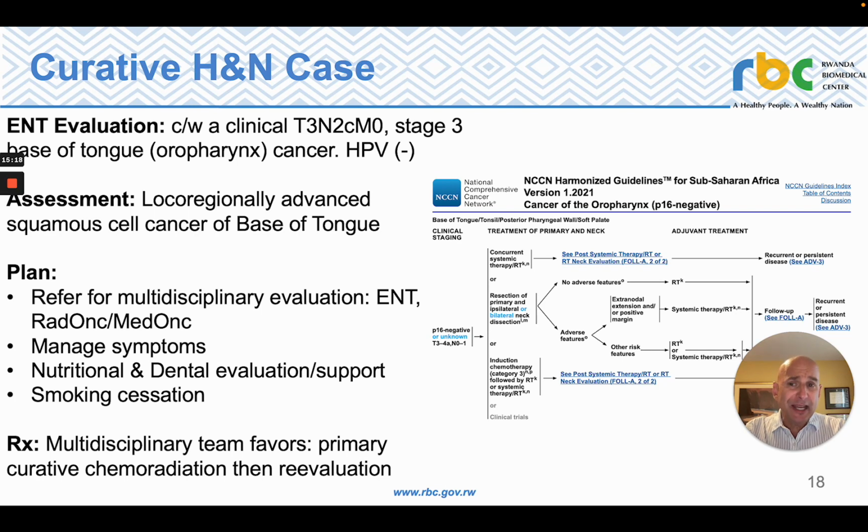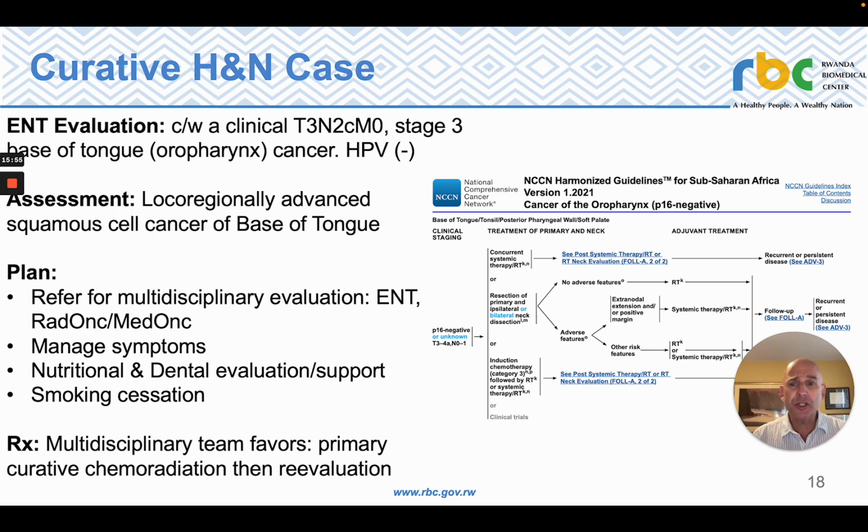So the patient underwent an ENT evaluation, which was consistent with a clinical stage T3. That's a fairly extensive, large tumor, as we saw. N2C nodal stage due to the multiple lymph nodes with bilateral involvement, and M0, no metastatic disease evident. So it was a stage 3 base of tongue cancer, which is a type of oropharynx cancer. As I said, HPV was negative. The assessment was that this patient had a locoregionally advanced squamous cell cancer of the base of tongue.